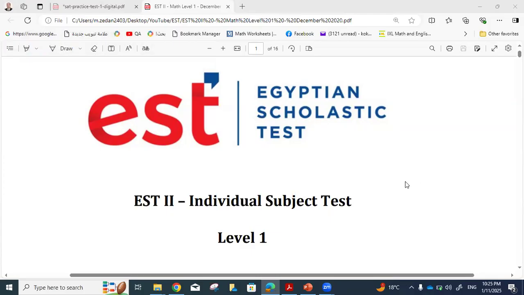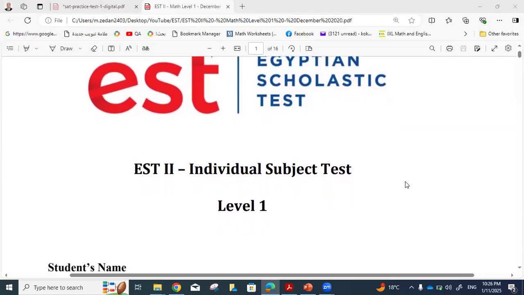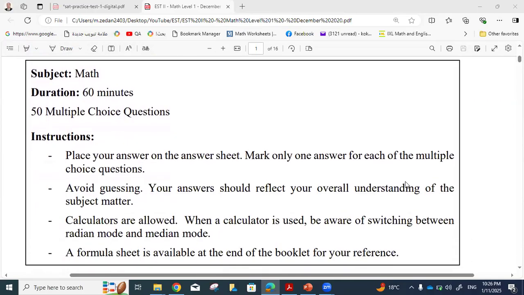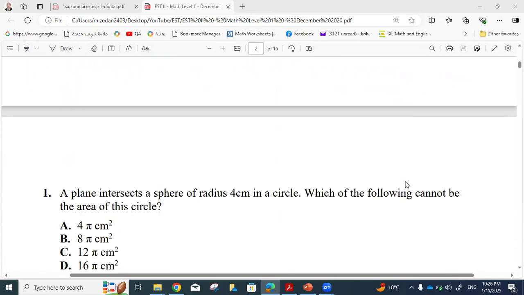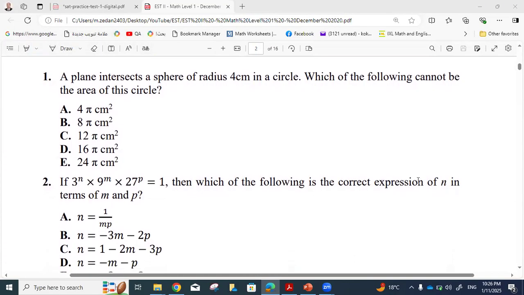This Egyptian test in mathematics, level 1. This exam was December 2020. I'm going to show you how to solve the first part of this exam, the first page. It includes 5 questions. Follow me on how to solve these types of questions.